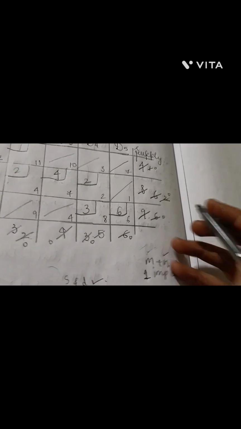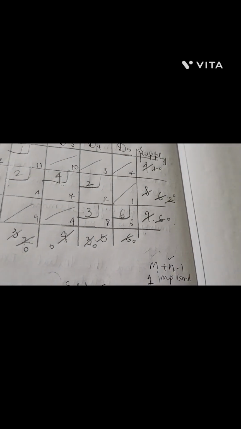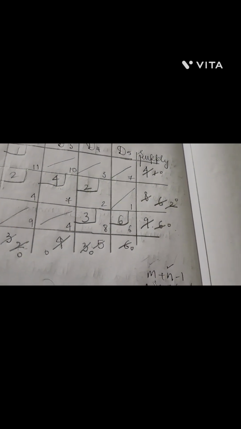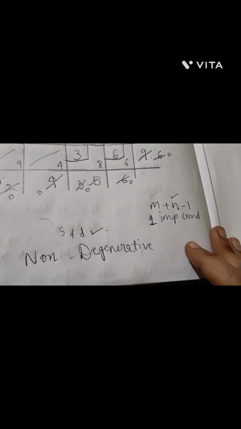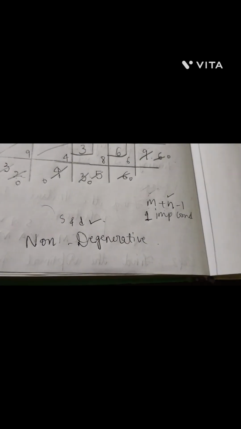Now why do we actually check this condition? Why is it so important? This is done to make sure that our solution is a valid basic feasible solution. If the number of allocations is exactly equal to m plus n minus 1, then the solution is called a non-degenerate solution. And this means that everything is perfectly structured and we can directly move forward.